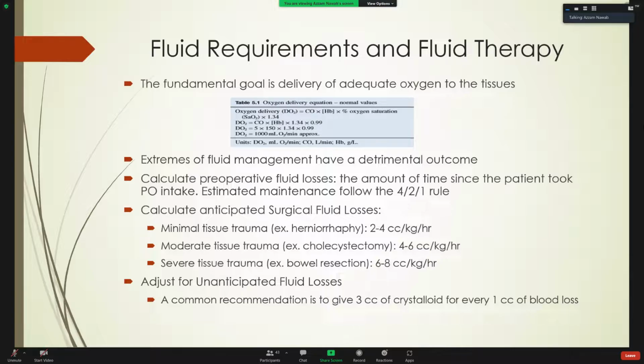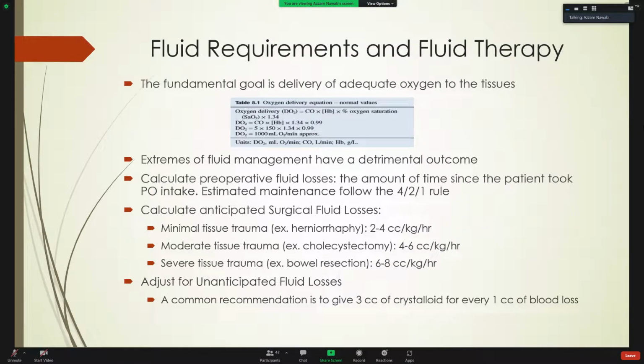ml per kg. For example, if the patient's weight is 10 kilos, he will need 40 ml per hour. If he is 20 kilos, he needs 60. And if he is 21, 22, 23, we'll give him 61, 62, 63 ml per hour respectively. This is empirical treatment for if the patient is not taking PO.